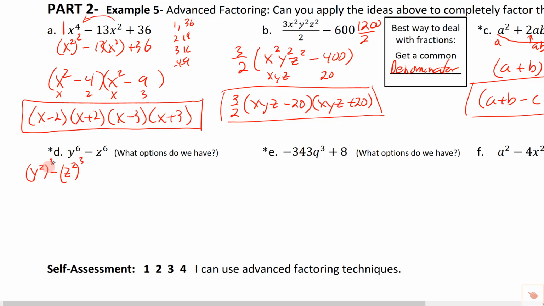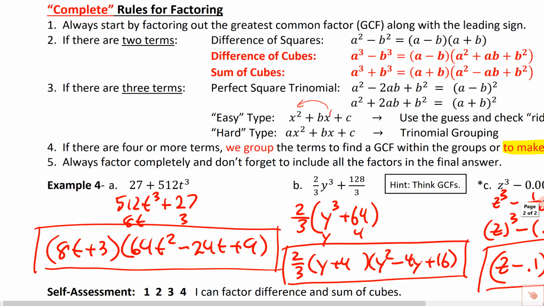The other option would be to just flip-flop these. So we could write this as y to the 3rd squared minus, this is going to be a z here, so this is going to be z to the 3rd squared. So if we've got an option between doing difference of cubes and difference of squares, let's come back up here and take a look at which one might be a better option.